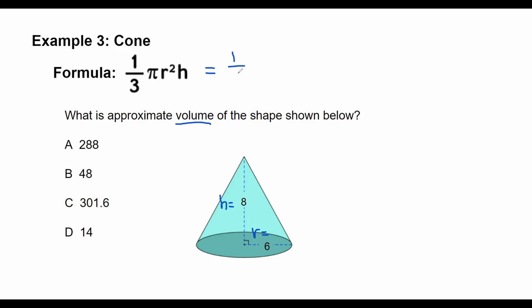So let's set this up. It's going to be 1/3 times pi times our radius, which is 6. And we're going to square that. And then finally, we're going to multiply by 8. And the number that you should get for that, I strongly encourage you to be practicing these with me, is 301.6. Now, the only one that I've left off of this list is the pyramid.